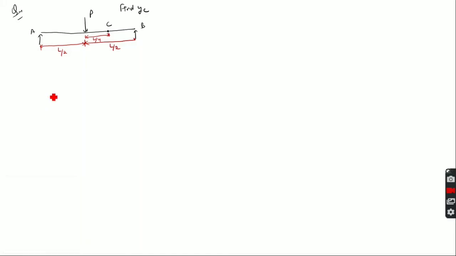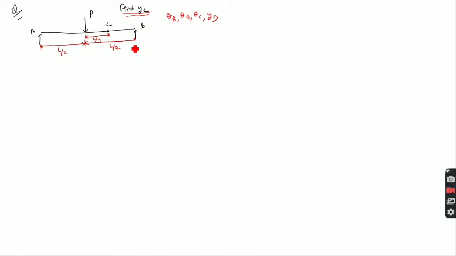So now let us take this next question. This question is the same as the previous one. We have a simply supported beam with a point load at its center. But here we have to find out YC. In the previous question we had calculated theta A, theta B, theta C and YD. Now I want to find out this YC.